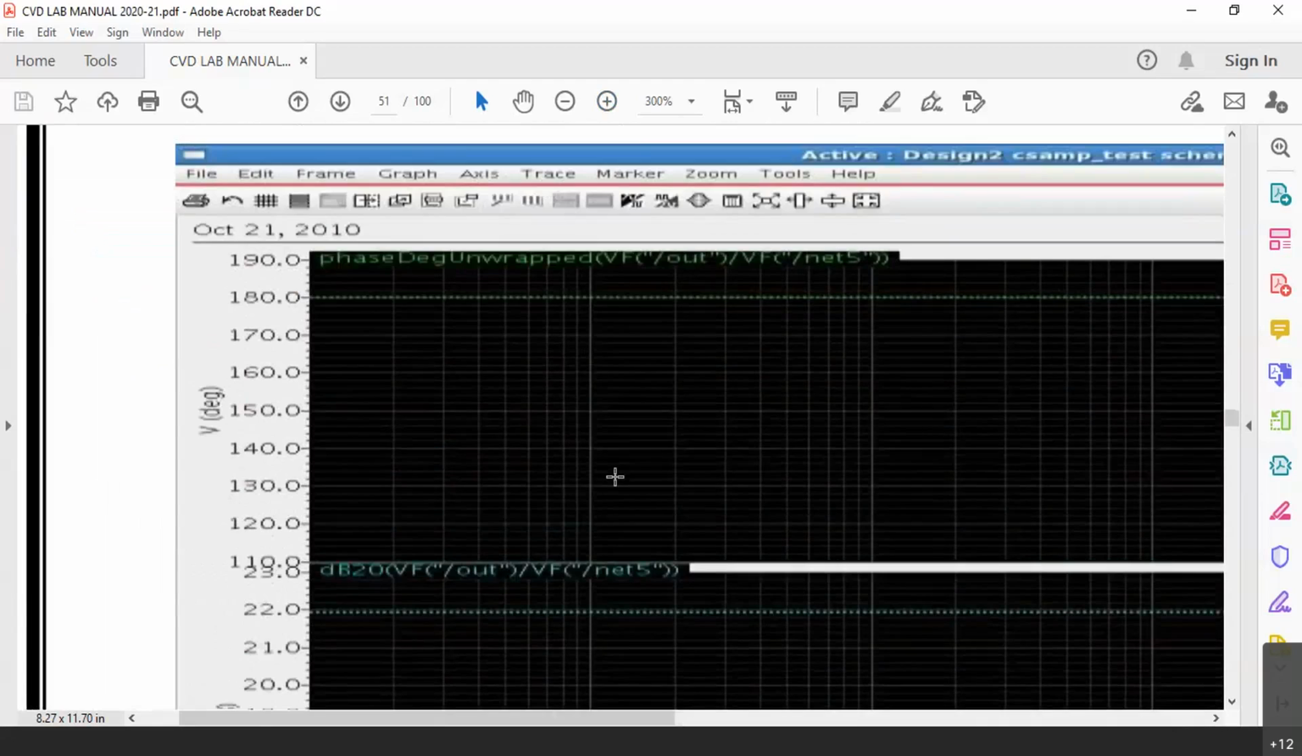You can see that now. This is now around 22 dB. And you can see the phase, it is 180 degrees. That means it is an inverting amplifier. The amplifier is producing a 180 degree phase shift, common source amplifier. And there is this 22 dB.